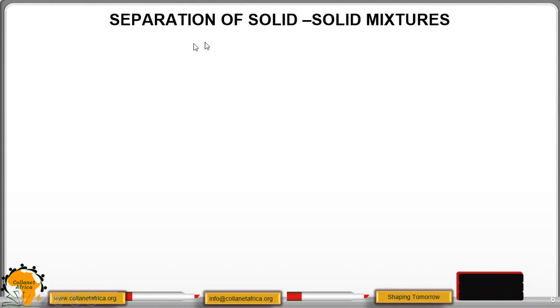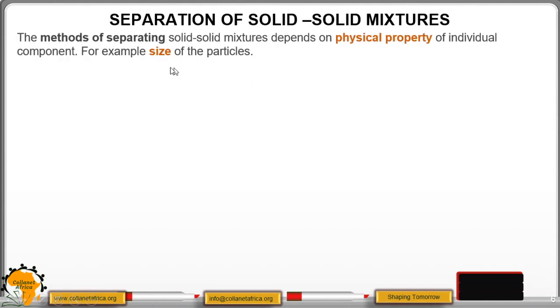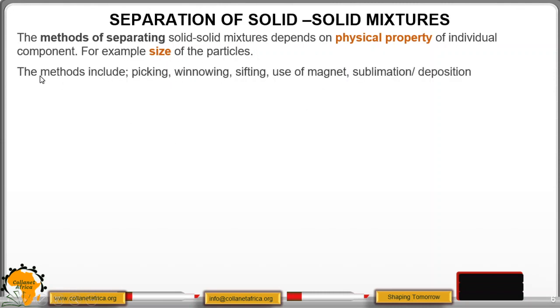We continue. Separation of solid-solid mixtures. The method of separating solid-solid mixtures depends on physical properties of the individual components. For example, size of a particle can be a physical property. The methods include picking, winnowing, sifting, use of a magnet, sublimation, or deposition.